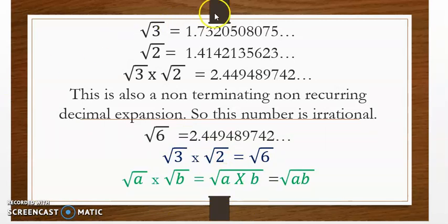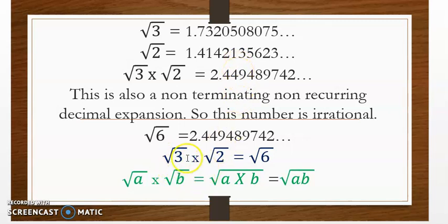Now let us look at the product. We have root 3 and root 2. Now I am taking the product, root 3 into root 2. First we multiply these two numbers. You can verify this with a calculator. Again we find a non-terminating, non-recurring decimal expansion, so this is also an irrational number. So multiplying two irrational numbers will give you an irrational number. Now if you check root 6, we get the same number.